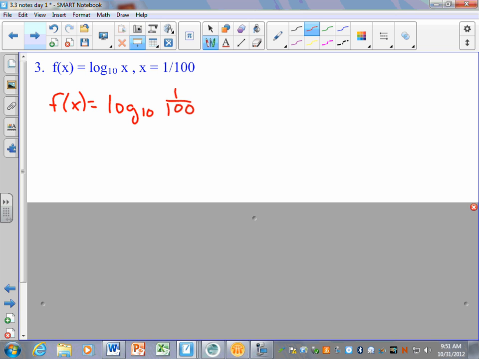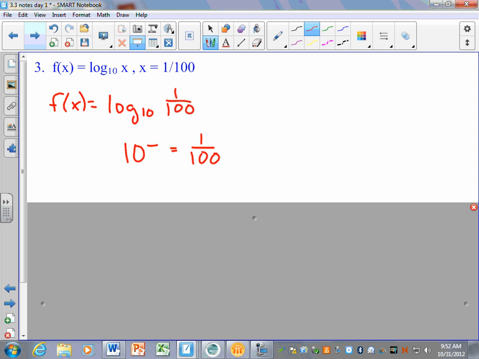Again, I think you should use the definition, and you should say, this is the base, this is the answer, I'm trying to find my exponent. So this is like saying 10 to the what power equals 1 over 100? 10 to the what equals 1 over 100? What do you know about your exponent if this is not a fraction, but this is a fraction? It's going to be a negative exponent. If you want, you can try to rewrite this as a power of 10 if it helps you, or maybe you just know what the answer is.